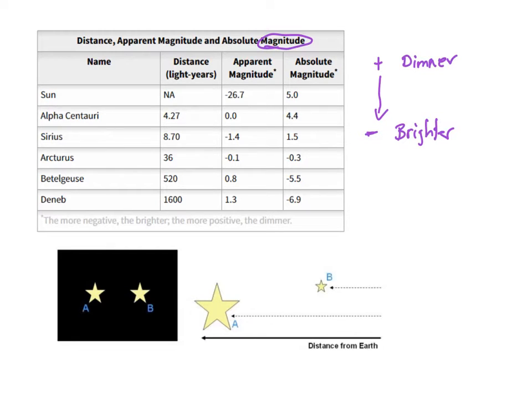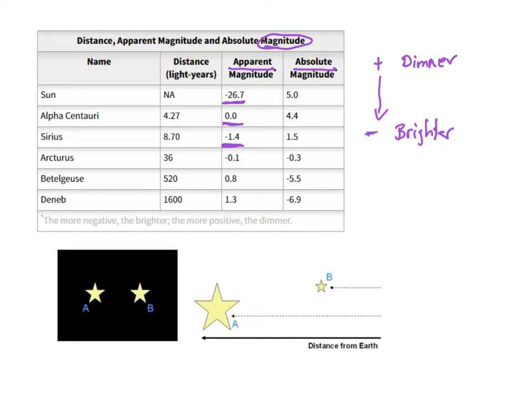Now when we talk about magnitude, we have two different kinds: apparent magnitude and absolute magnitude. Apparent magnitude is how bright it is from Earth. When we look at it, what's its apparent brightness? The brightest object in the sky, the sun, has an apparent magnitude of negative 26.7, so that's really super bright. The closest star has an apparent magnitude of 0, and one of our brightest stars is Sirius, which has a magnitude of negative 1.4. So these are apparent: how bright the stars seem from Earth.